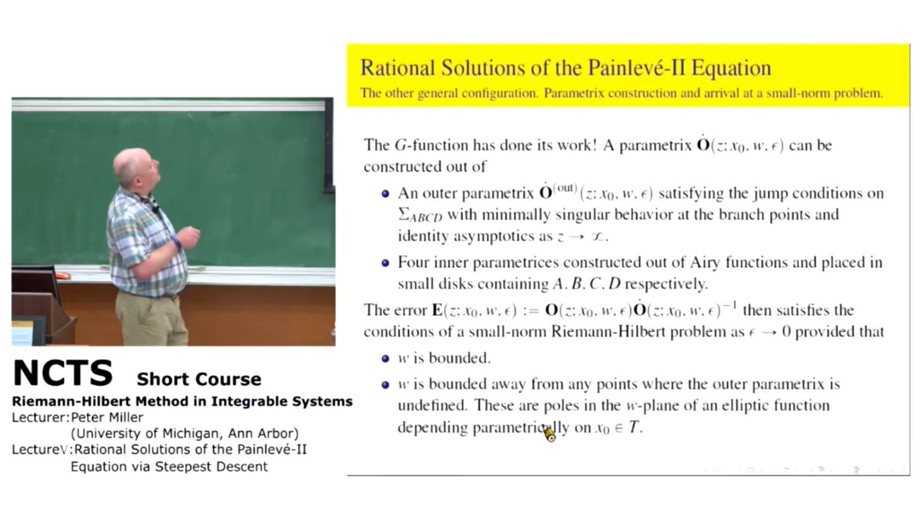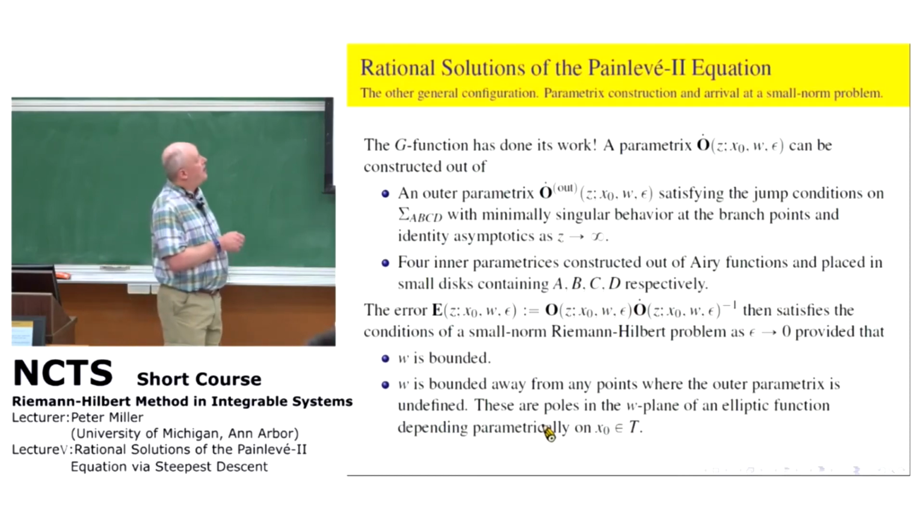But anyway, the point is that the g function, capital G now, has done its work. And a parametrix can be constructed from an outer parametrix that satisfies the jump conditions just on this branch cut, these three pieces, sigma, A, B, C, D, with minimally singular behavior at the branch points and identity asymptotics as z goes to infinity. And then we will need 4 Airy parametrices near A, B, C, and D.